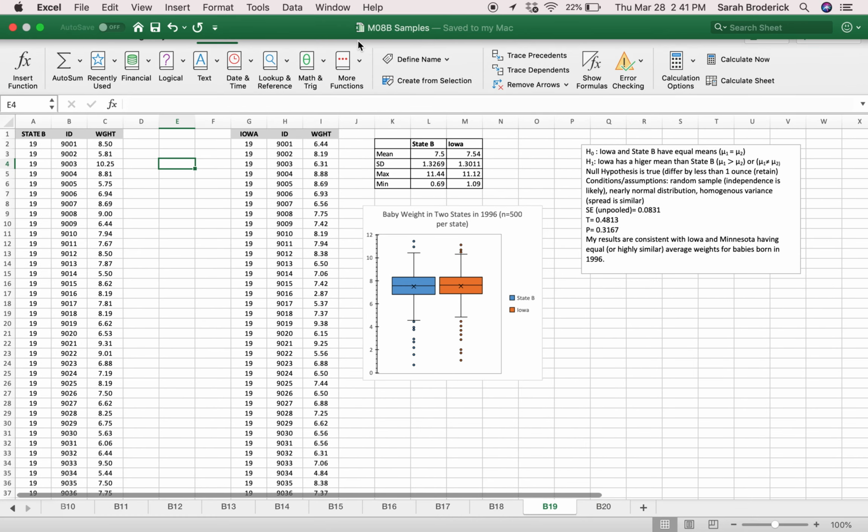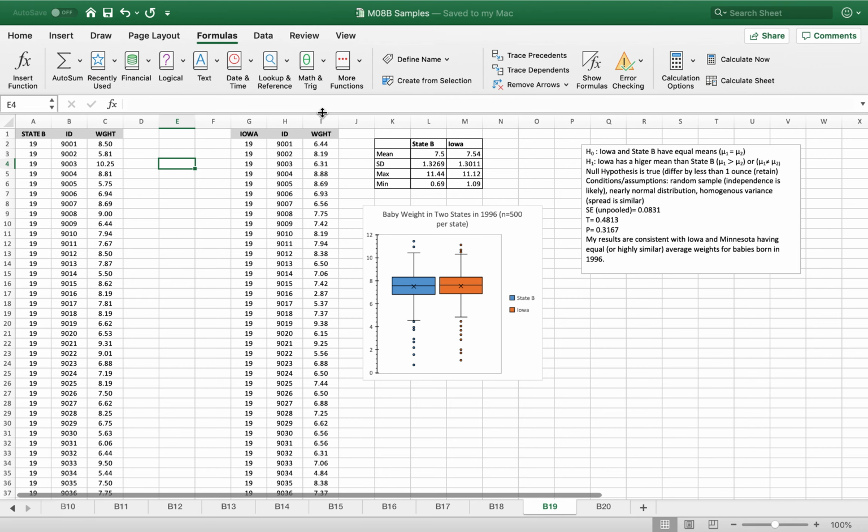Hello, this is my Module 8 Excel spreadsheet, and I was told to do B19. So here I have my descriptive statistics of State B and Iowa. The mean of State B was 7.5, standard deviation was 1.3269, and then the max and minimum. And for Iowa, the mean was 7.54, and the standard deviation was 1.3011. As you can see, the standard deviations were super close in number, and same with the mean. It was about 0.04 ounces off.